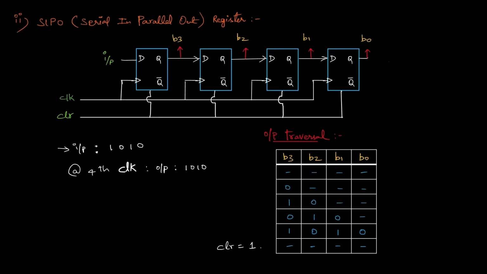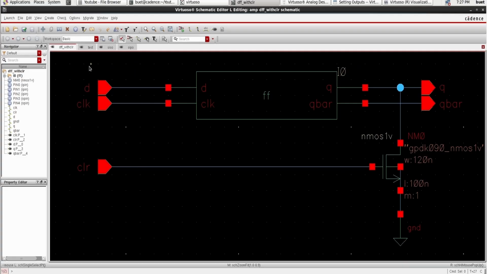Let's try to simulate it in Cadence. So in order to add the clear pin, here you can see this is our previous D flip-flop circuit. Here I have added an NMOS to the Q output.